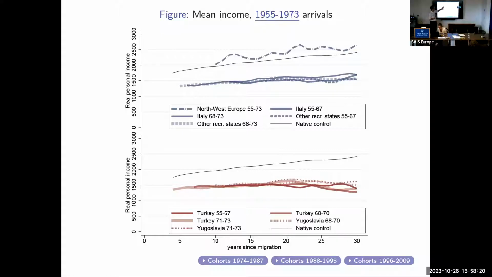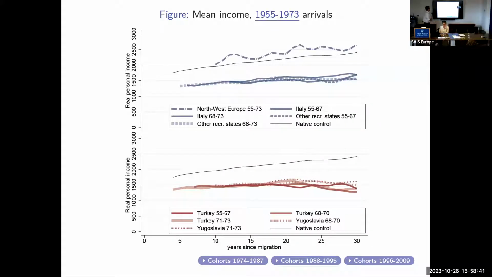What I think is also striking is that there's no convergence. Typically we would expect that immigrants, at least to some extent, catch up over time with natives. And in employment, we see that. We see that for most groups they do catch up to some extent. But in income, we instead see divergence. The gaps are becoming larger over time.